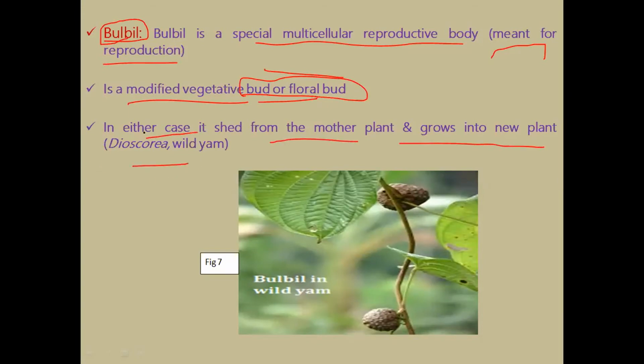For example, it is found in wild yam. So this is a typical example of bulbil. You can see this is a multicellular body and it helps in reproduction. So when it develops, it detaches from the mother plant and develops into a new plant. The bulbil is typically found in wild yam.